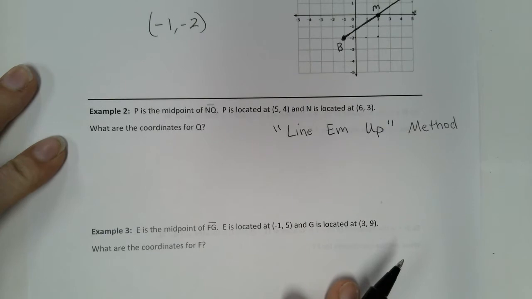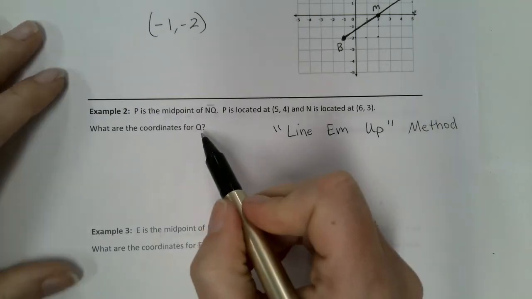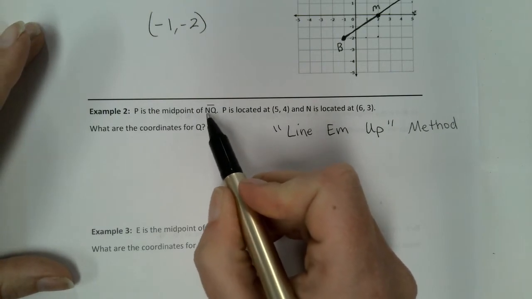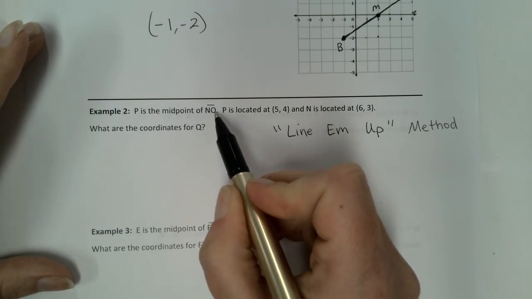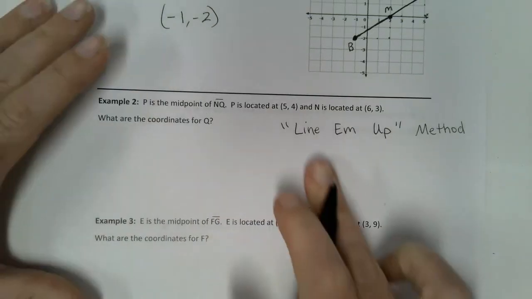It says P is the midpoint of NQ. P is located at (5, 4). N is located at (6, 3). I want to know the coordinates for Q. Keep in mind, you should always pay attention. Q is part of the ends. It starts at N, ends at Q. P is the middle. Now here's what you do for the line them up method.